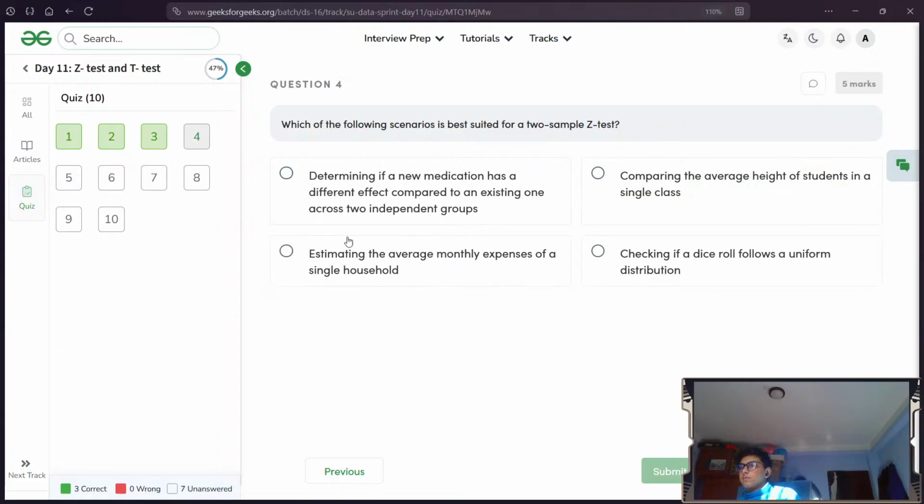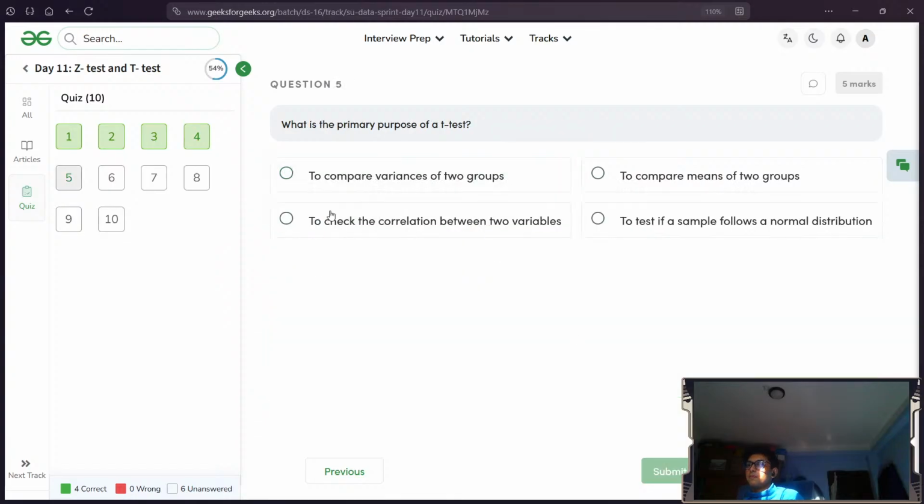Okay. Which of the following scenarios is best suited for a two-sample z-test? Determining if a new medication has a different effect compared to an existing one across two independent groups? Yup. Comparing the average height of students in a single class? No. Estimating the average monthly expenses of a single household? No. Checking if a dice rolls follow the uniform distribution? No. Yup. What is the primary purpose of t-test?